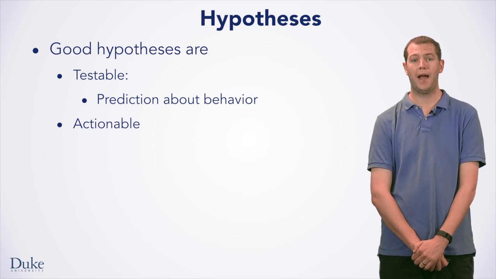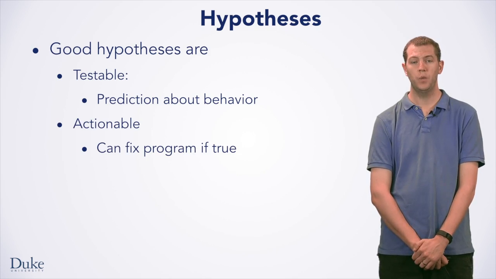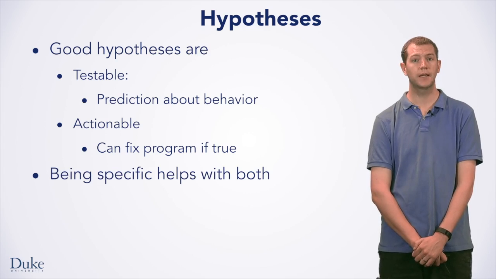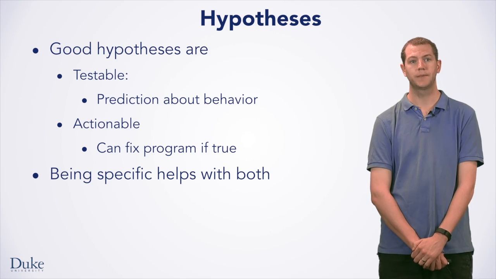It should also be actionable. That is, something where once we've convinced ourselves that it's true, we can go fix our program because we now know what's wrong with it. Being as specific as possible in forming our hypothesis helps with both of these aspects. Let's see a couple examples.